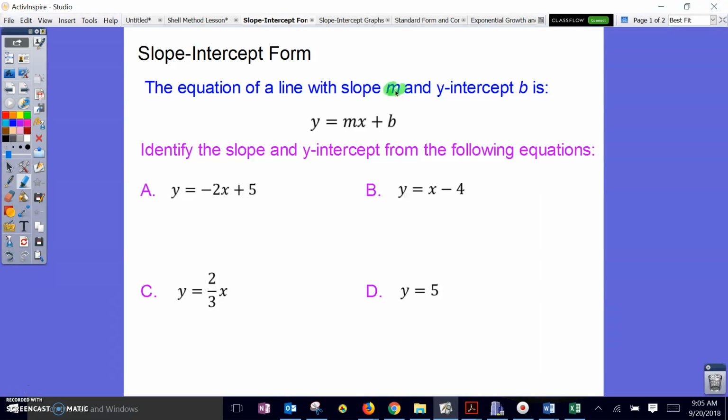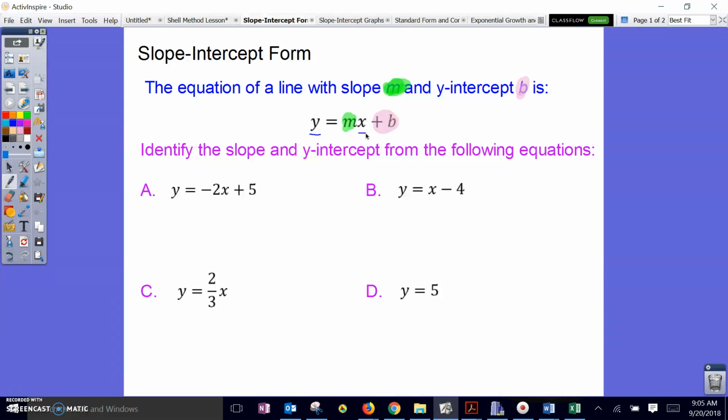So whatever the slope is going to be the x coefficient in our equation. Whatever the y-intercept is going to be added on in our equation. And the x and y are just components that show up in every one of these slope-intercept form equations.